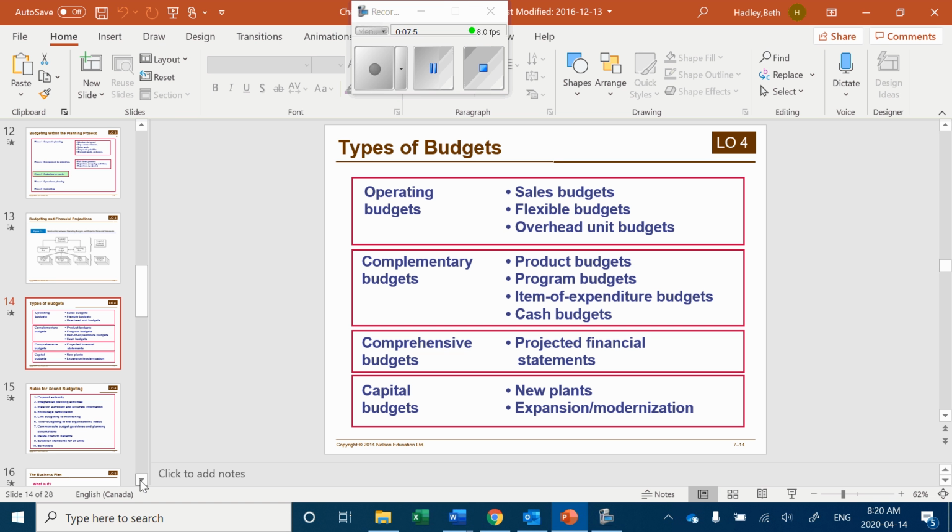Okay, so now we're going to get into a little bit of the actual cash budget on page 284 and 285. I will create the next video. I'm trying to keep these videos around 8 minutes.